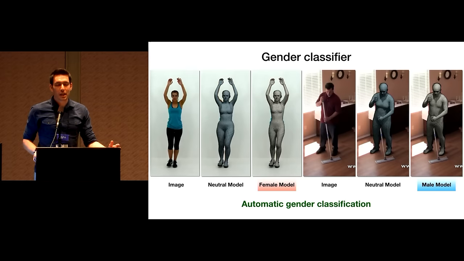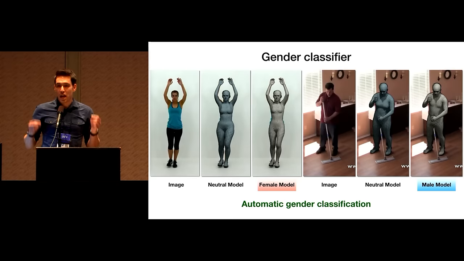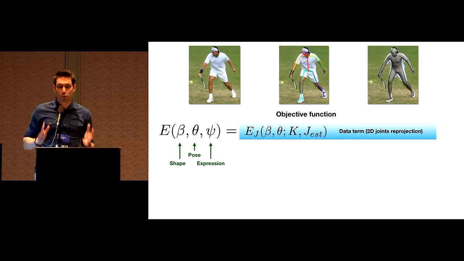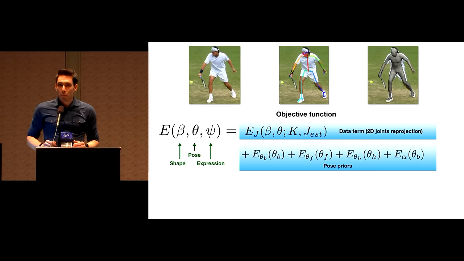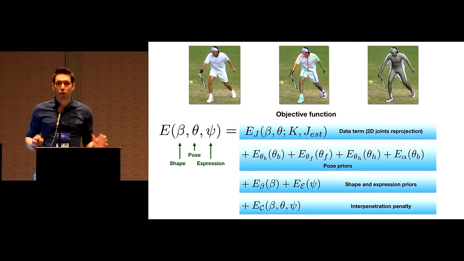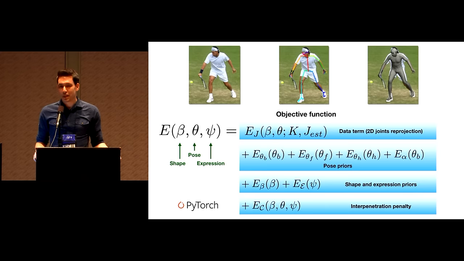So, our complete optimization objective includes a reprojection term which encourages that the projection of the 3D model joints agrees with the detected 2D key points. We use pose priors for body, hands, and face, priors for the shape and the expression parameters, and finally, the interpenetration penalty to avoid collisions on the mesh level. Our complete fitting pipeline is implemented in PyTorch, leading to an 8-times speedup over the original Chumpy implementation.